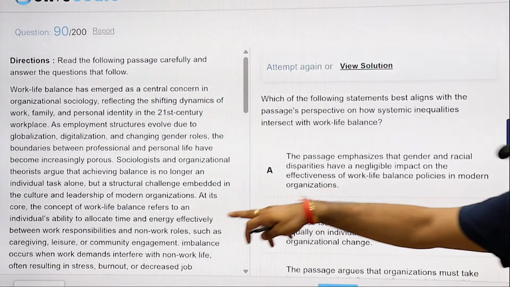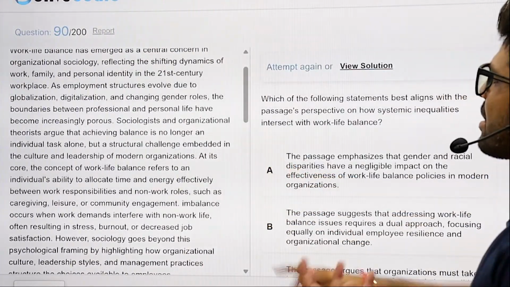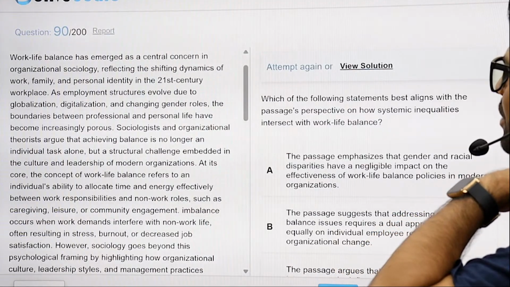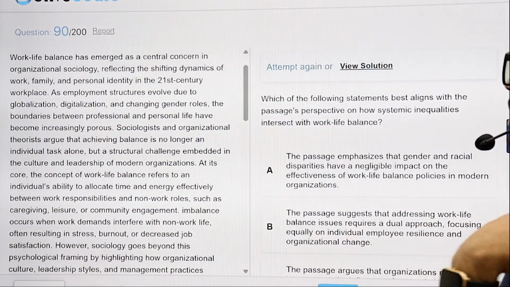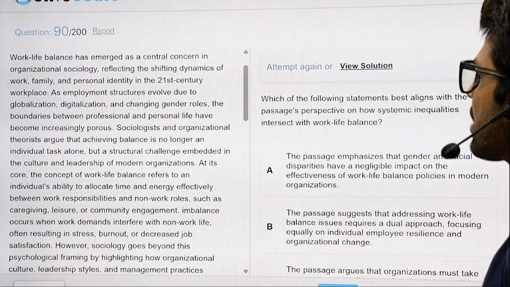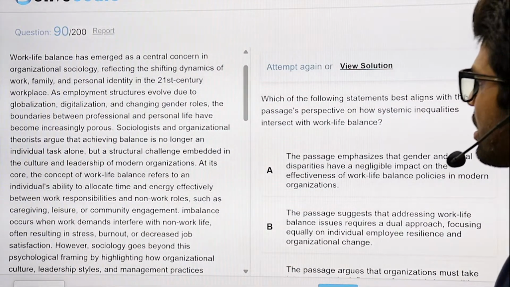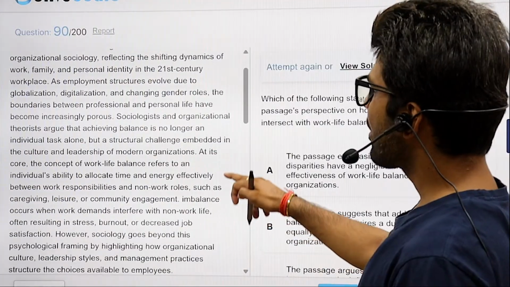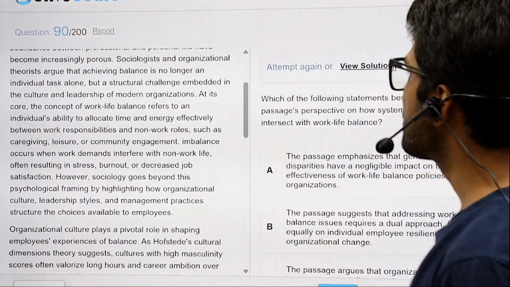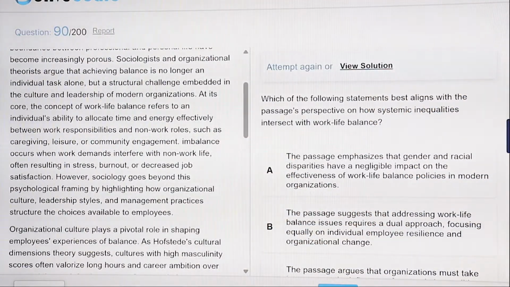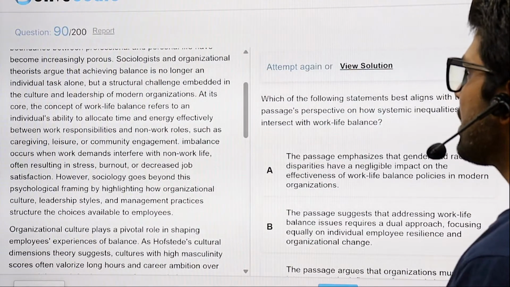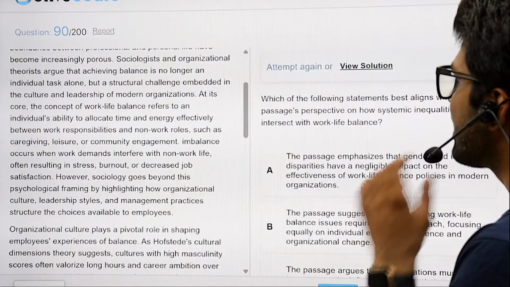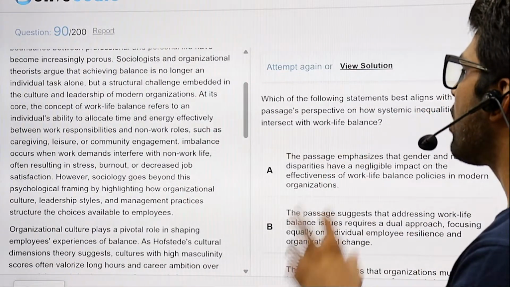Now we have an RC. Work-life balance has emerged as a central concern in organizational sociology, reflecting the shifting dynamics of work, family, and personal identity in the 21st century workplace. As employment structures evolve due to globalization, digitization, and changing gender roles, boundaries between the professional and personal life have become increasingly porous. Sociologists, porous, wow, and organizational theorists argue that achieving balance is no longer an individual task alone, but a structural challenge embedded in the culture and leadership of modern organizations.